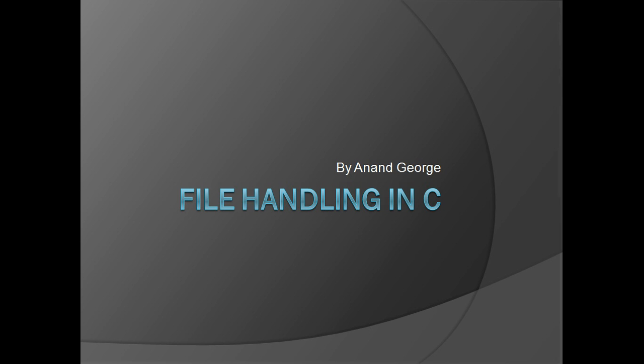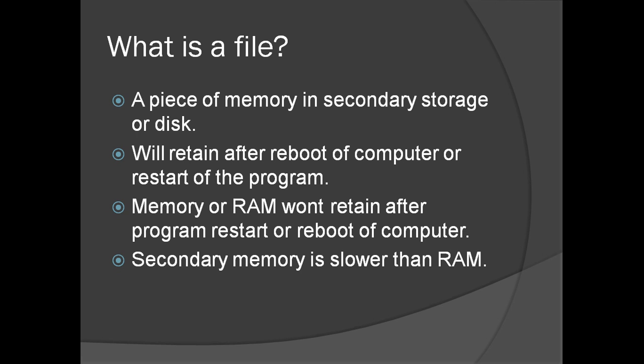In this presentation, we will discuss file handling in C. So what is a file? A file is a piece of memory in the secondary storage of a disk. It will be retained after a reboot of the computer or restart of the program. But the memory of the RAM won't be retained after the program restarts or the computer reboots. Secondary storage is slower than RAM, but it retains data for much longer.